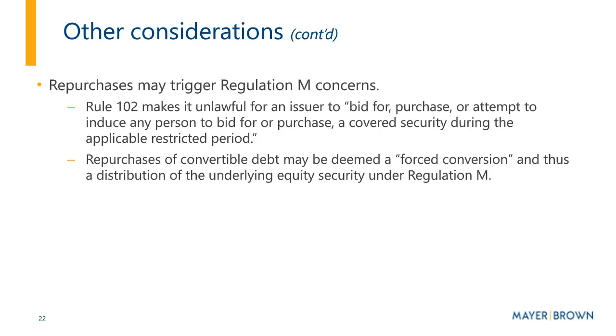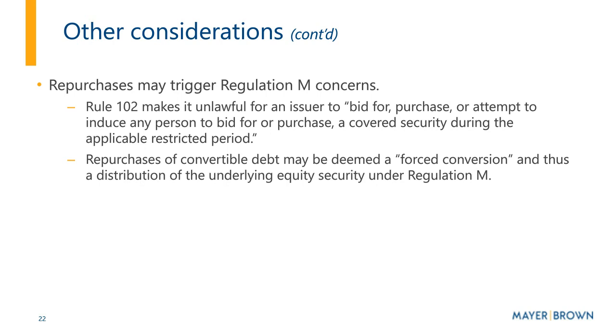One other thing to think about is that repurchases of convertible debt securities may trigger Regulation M concerns. Rule 102 of SEC Regulation M makes it unlawful for an issuer to bid for, purchase, or attempt to induce any person to bid for or purchase a covered security during the applicable restricted period. Repurchases of convertible debt may be deemed a forced conversion and thus a distribution of the underlying equity security covered by Regulation M.